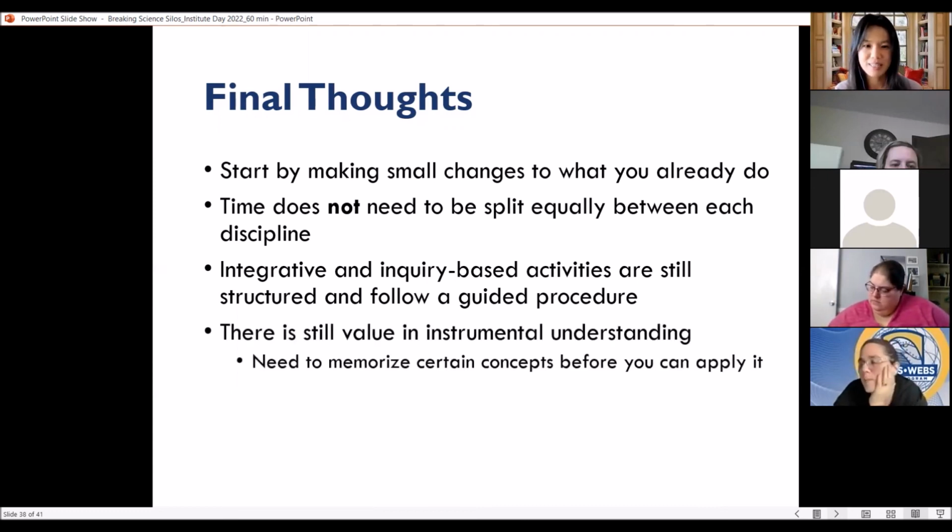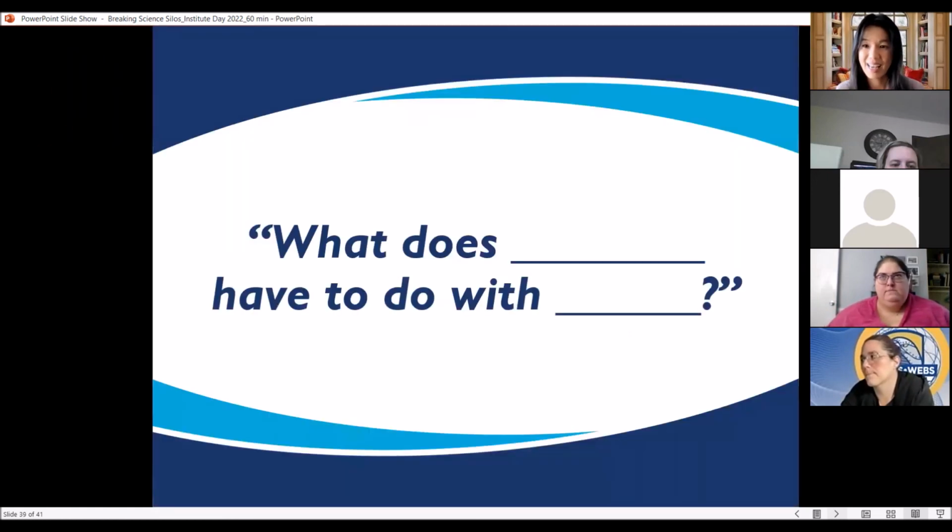And finally, I know I spent today talking about how relational understanding and integrative learning, drawing connections, super great, right? But there is still value in instrumental understanding. I mean, we can't get away from the fact that there are certain concepts you're just going to have to memorize before you can apply it to other content areas. So don't think that you can't give students step-by-step things ever in class. All right. And I'll leave you guys all with the question, what does blank have to do with blank? As you guys embark on this journey of trying to tie in other real world applications, connections into your content area.